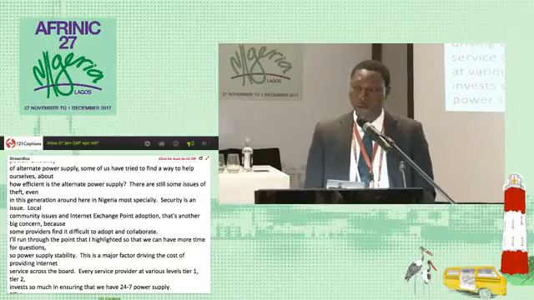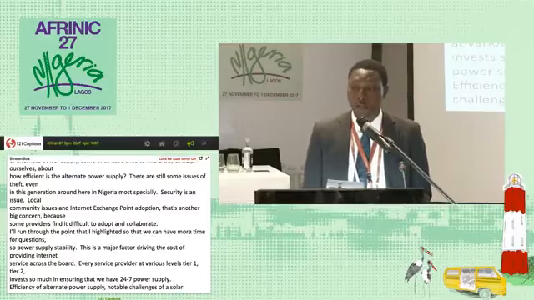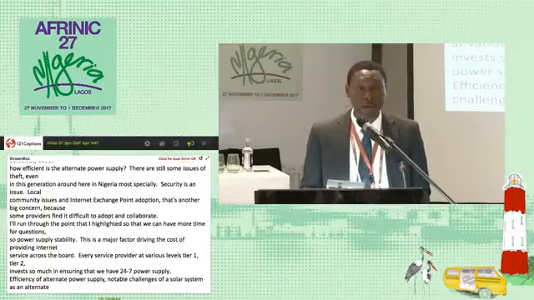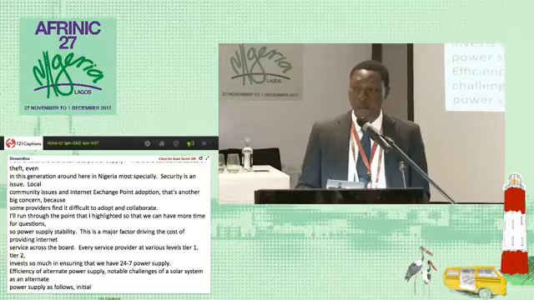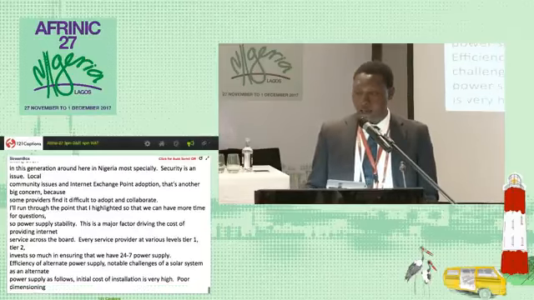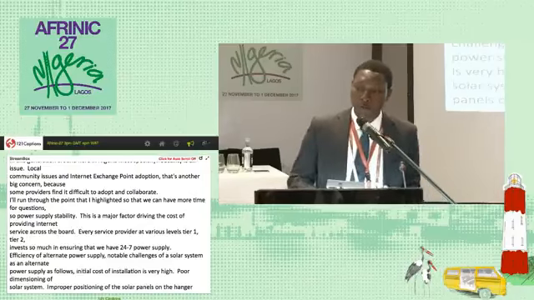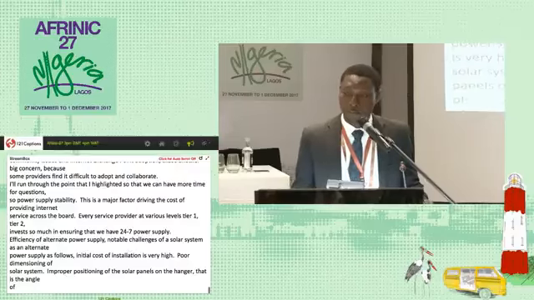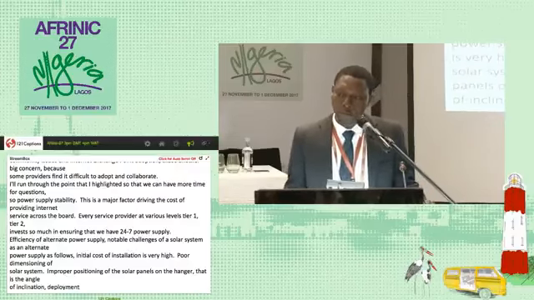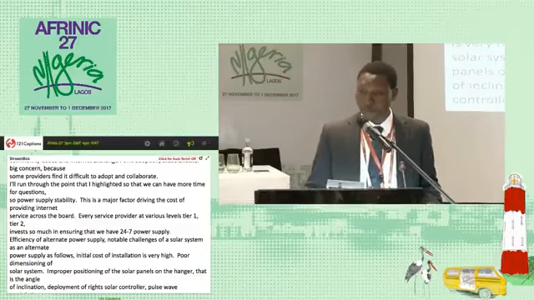Notable challenges of a solar system as an alternate power supply are as follows. The initial cost of installation is very high, there is poor dimensioning of the solar system, and improper positioning of the solar panels on the hanger, that is, the angle of inclination. There is also the deployment of the right solar controller, pulse width modulation or maximum power point tracking, and the ability to configure it for the application.